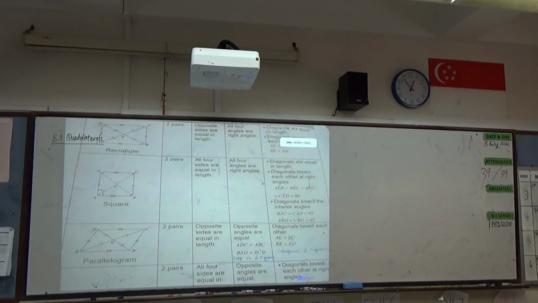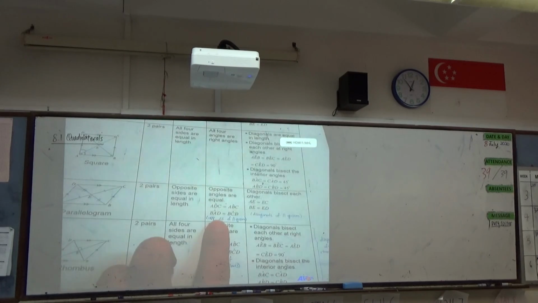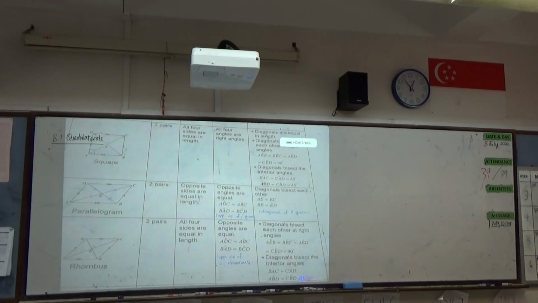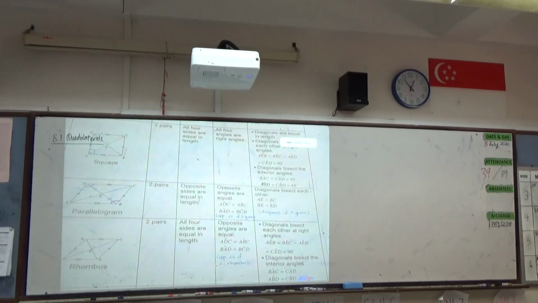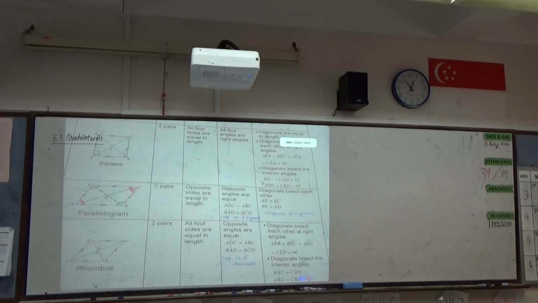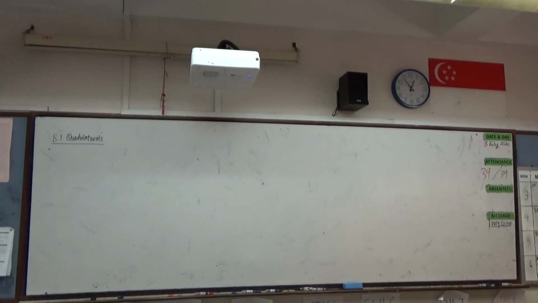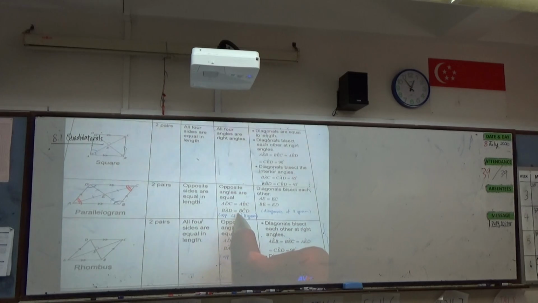Alright, so then for parallelogram, opposite angles are actually equal. That means that angle ADC, this angle here, is equal to this angle, whereas this angle here is equal to this angle. Right? Everything is actually written in words already. It's a matter of whether you can read and just translate the diagram. I've already written it out in words.